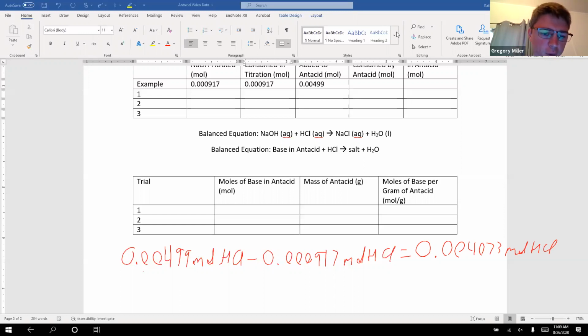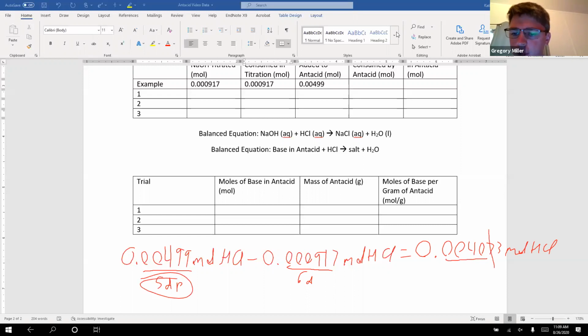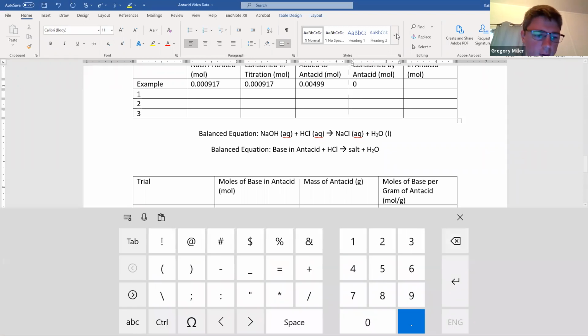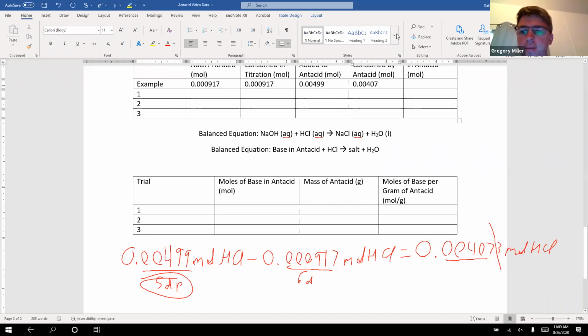So we're doing subtraction: 1, 2, 3, 4, 5 decimal points; 1, 2, 3, 4, 5, 6 decimal points. So we need to round our answer to 5: 2, 3, 4, 5. We'll round after that 7. Let me move that. So that 3 will round down.